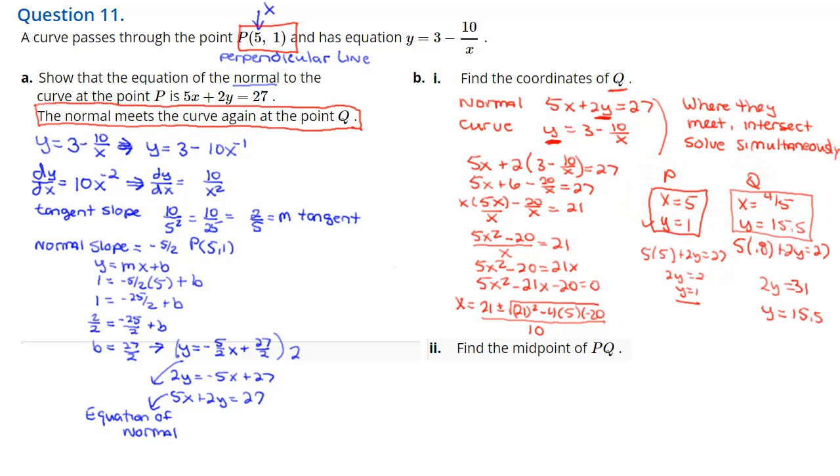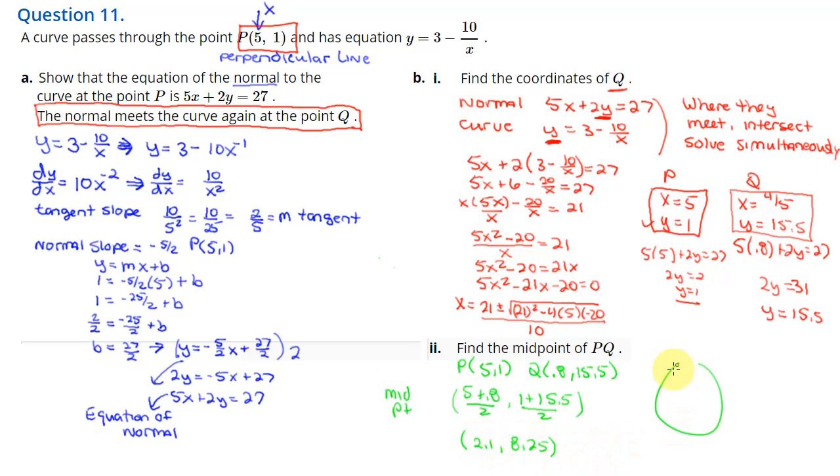And now all I've got to do is take these 2 points, and find the midpoint of them. And in order to do that, I'm just going to add the x's and divide by 2. That'll give me the x value of the midpoint. And I'm going to take the 2 y values and divide by 2, and that'll give me the y value of the midpoint. And so I end up with a midpoint of 2.1, 8.25. And then we're good to go.